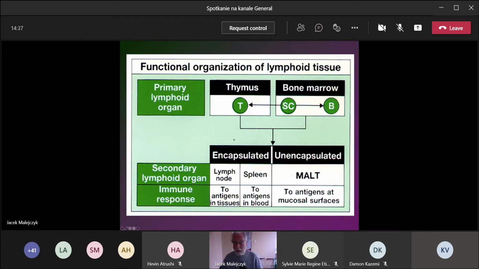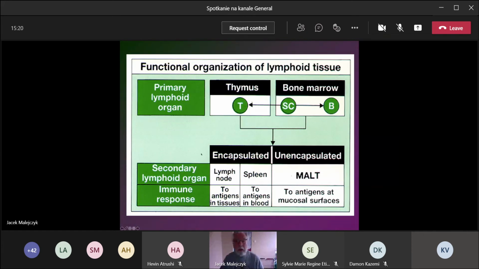So, coming back, these encapsulated organs provide a very specific environment. But some immune cells form aggregations in the connective tissue, especially of the mucous membranes. And these unencapsulated aggregations, which are relatively small compared to the encapsulated organs, we call mucosa-associated lymphoid tissue. That means the lymphoid cells which are associated with mucous membranes.